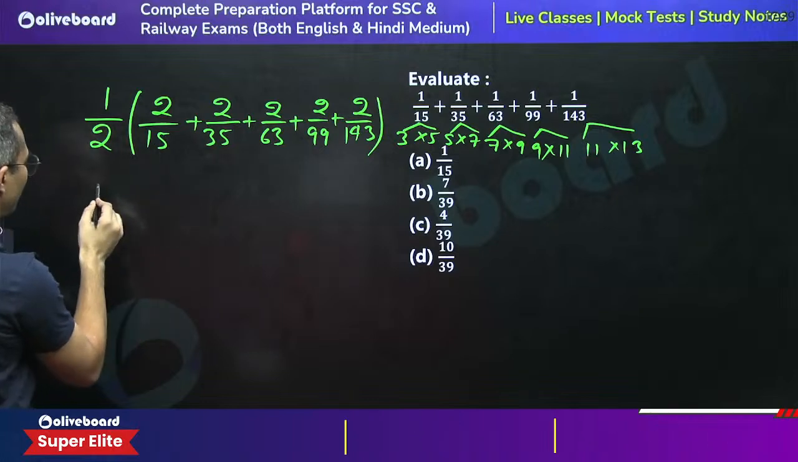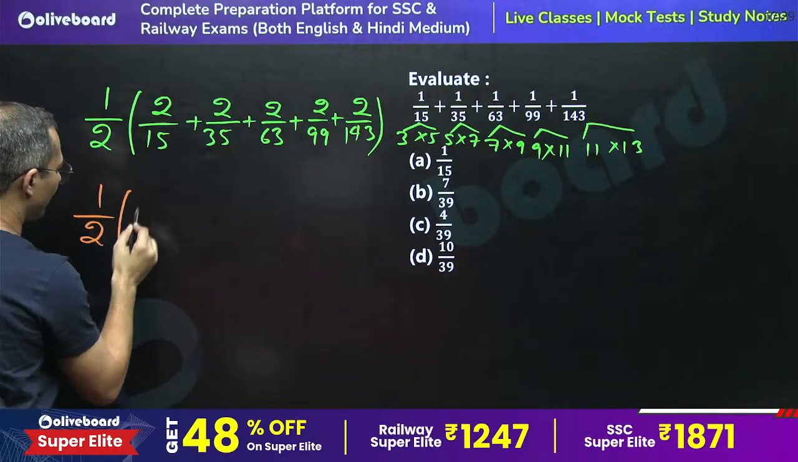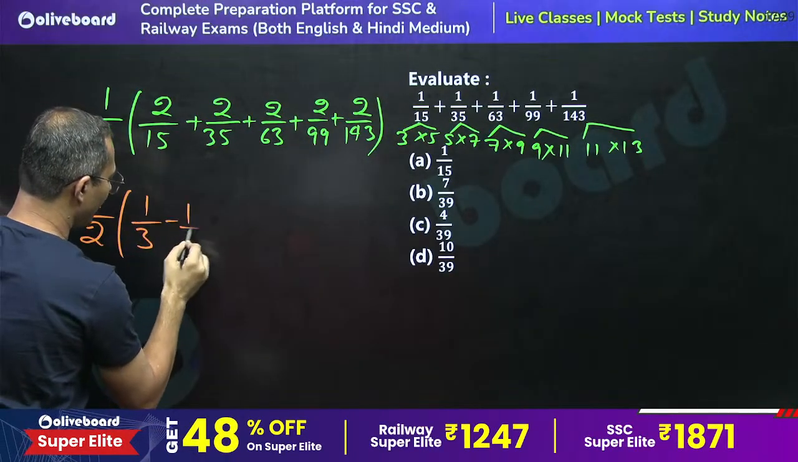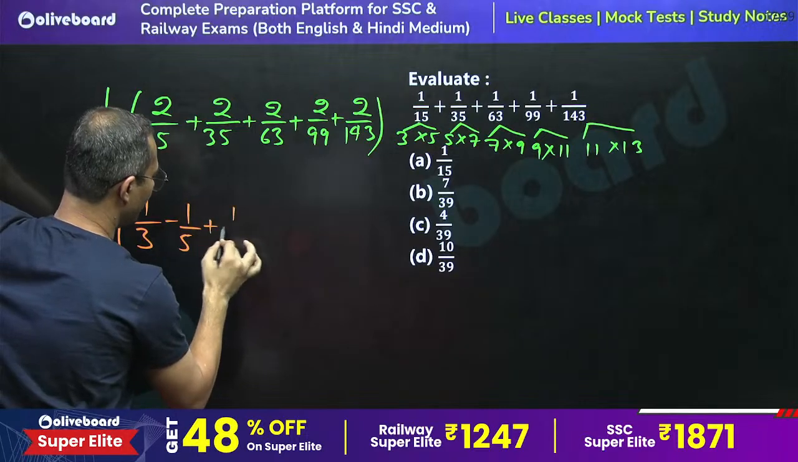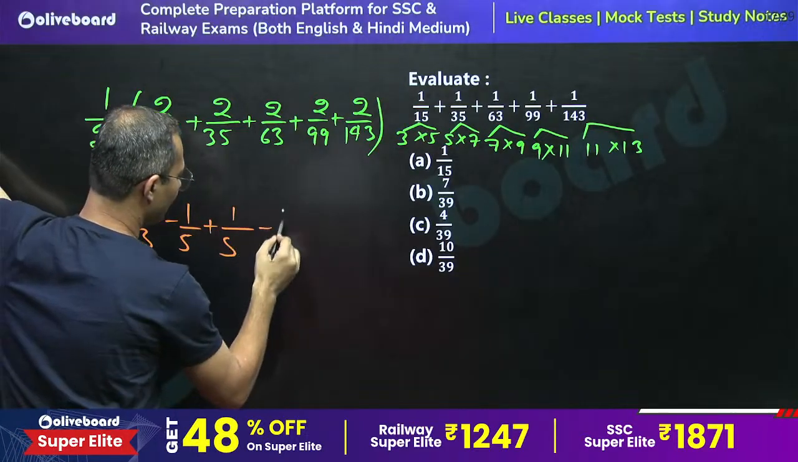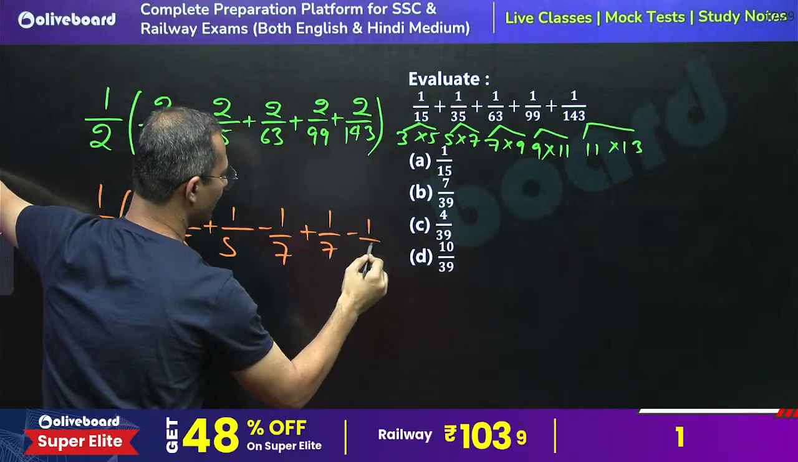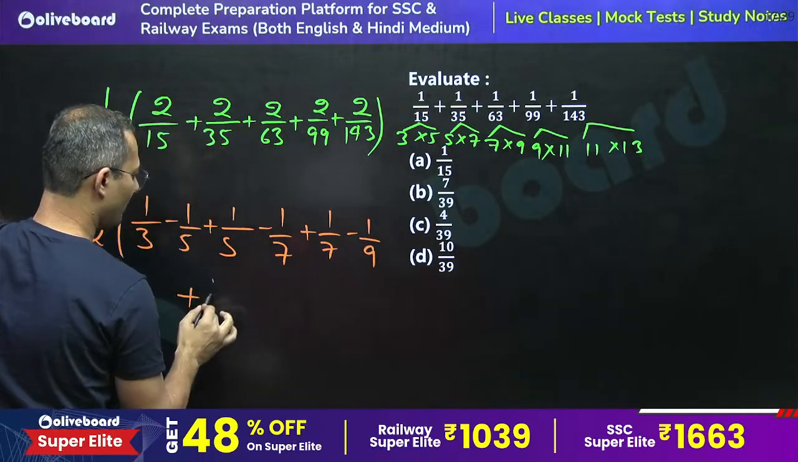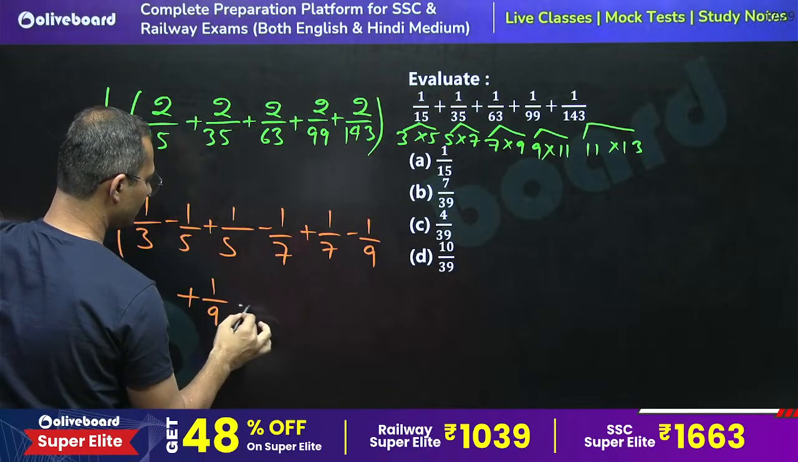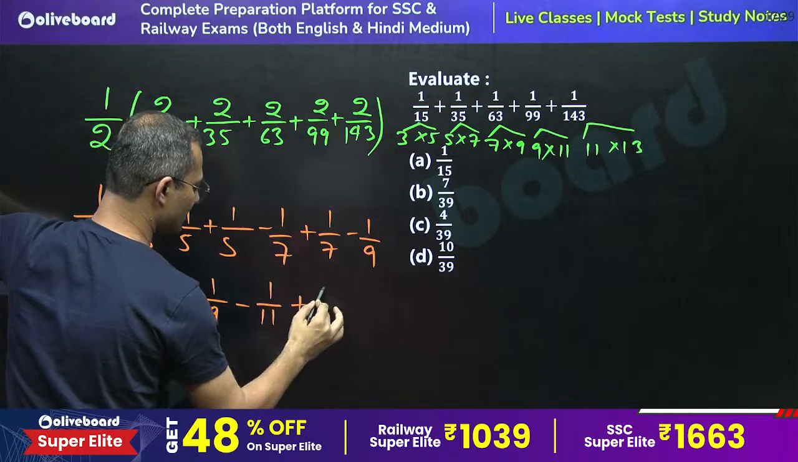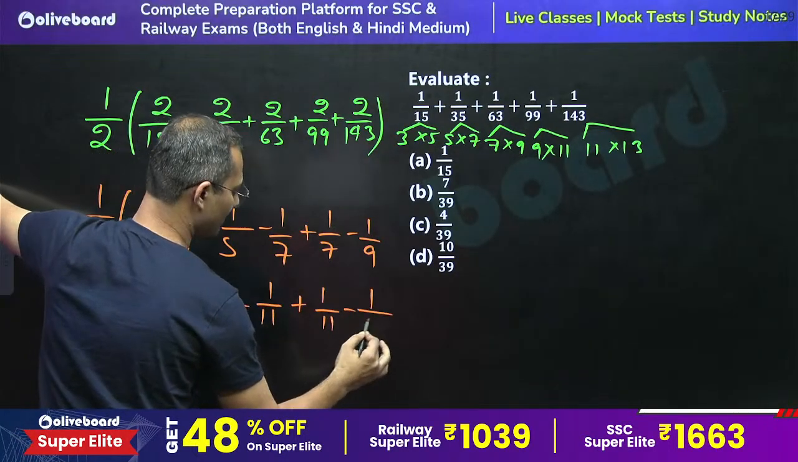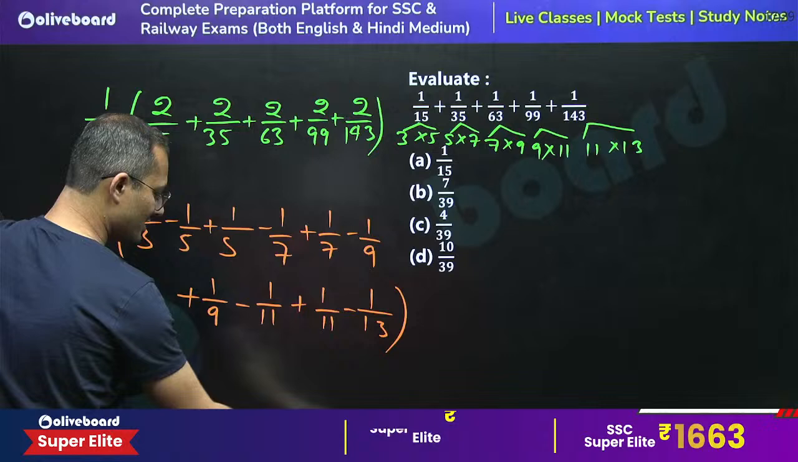So we can split it as 1 by 2, now bracket 1 by 3 minus 1 by 5, plus 1 by 5 minus 1 by 7 plus 1 by 7 minus 1 by 9 plus 1 by 9 minus 1 by 11 plus 1 by 11 minus 1 by 13. So we can write this.